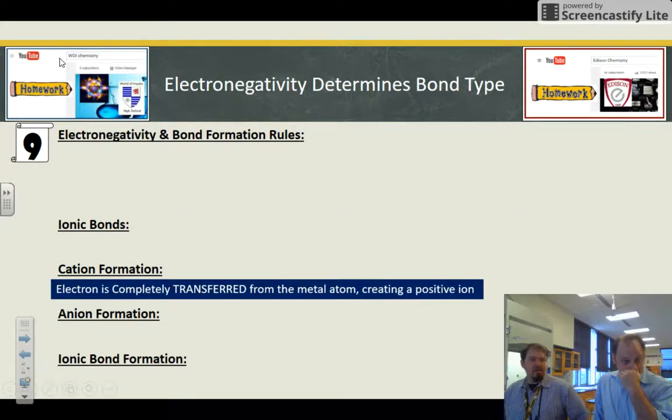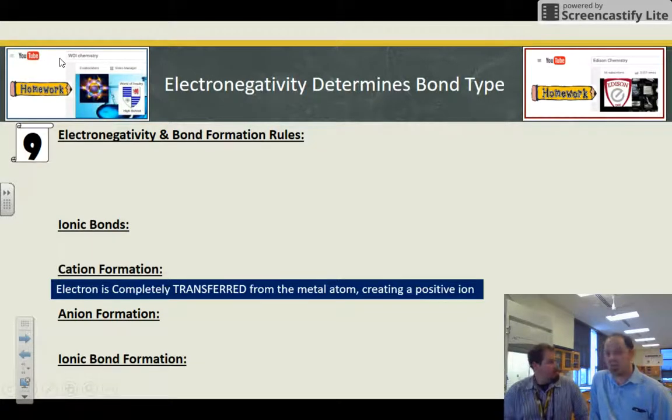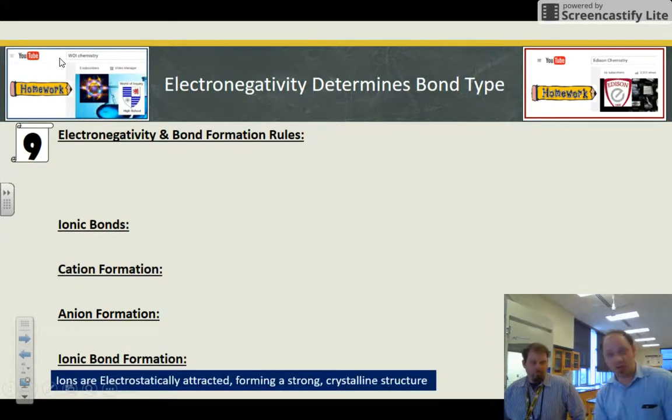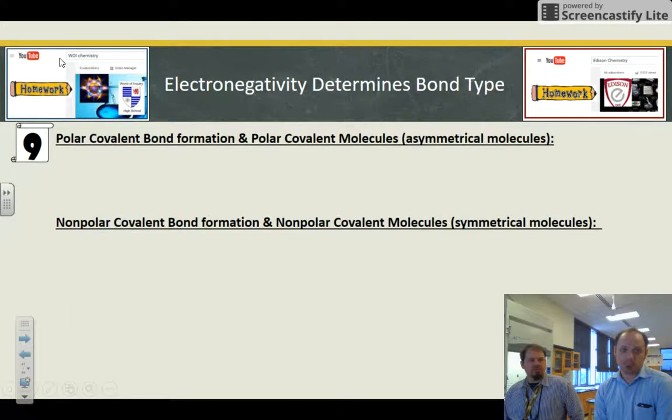In cation formation, to form that positive ion, the electron is completely transferred from the metal, creating the positive, and it goes to where again? The anion, the nonmetal, there you go. The electron is completely transferred to the nonmetal, making a negative ion. So again, positive and negative ions, having transferred electrons, get stuck in that electrostatic force of attraction we call an ionic bond. That's really how it works.